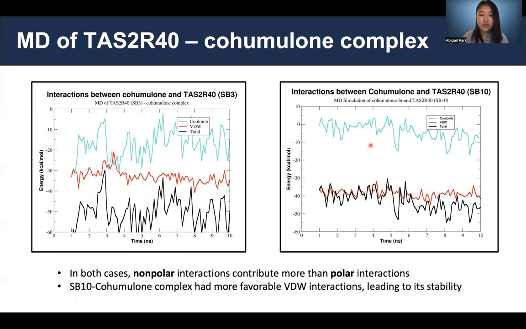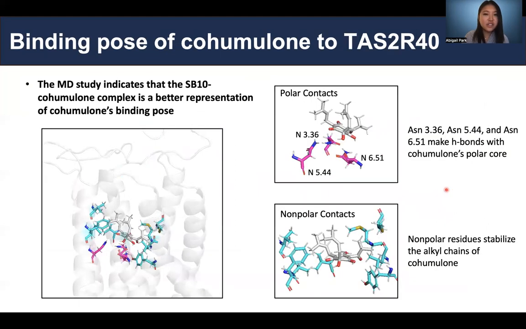And so these are graphs that show the interactions between cohumulone and TAS2R40 throughout the trajectory. And as you can see in the sp3 complex, the energy seems to be fluctuating a lot, and it almost seems like the total energy is higher for the sp3 complex. But in both cases, nonpolar interactions contribute more than polar interactions. But the sp10 complex had much more favorable van der Waals interactions, which is likely what's leading to its stability. And so from the molecular dynamics study, we can conclude that the sp10 complex is likely a better representation of cohumulone's binding pose.